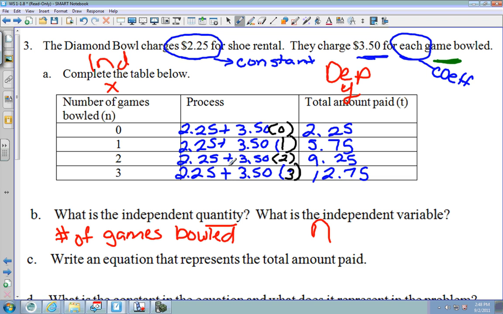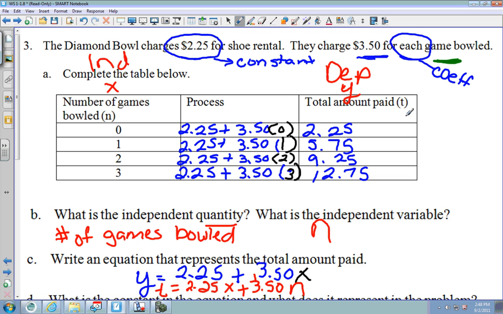Write an equation? Well, here we've really already written the equation. So I've got Y equals 2.25. That's my constant, my one-time thing I pay, plus 3.50 times the variable. And there we go. Now, you could write it, instead of Y and X, it'd be T equals 2.25 plus 3.50, and instead of X you use N. It depends on what letters they have up here.